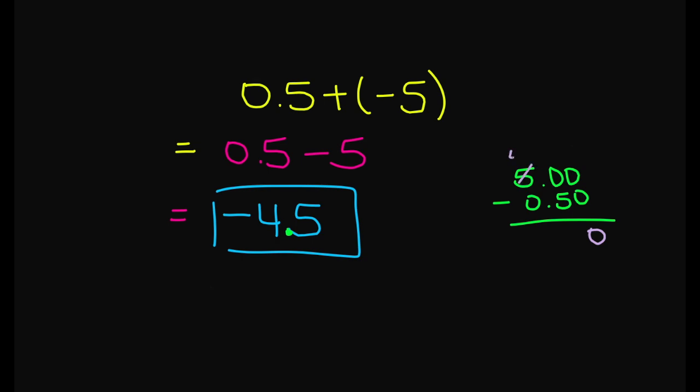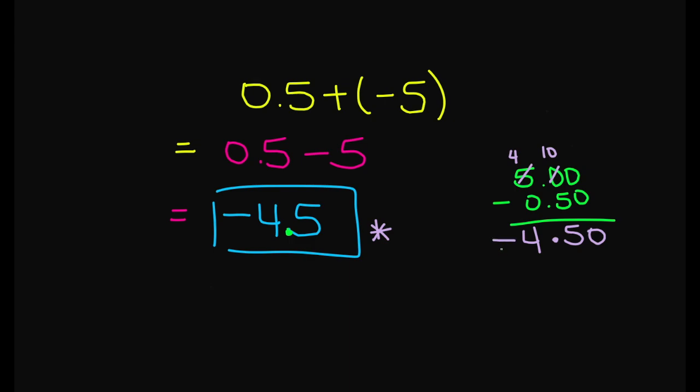This side is going to become a 4. And then this side here is going to become 10. So 10 minus 5 is going to be 5. And then you're going to bring your decimal down. And then 4 minus 0 is going to be 4. So your final answer is 4.50, which is what we have here as our answer. Just remember, this is going to be negative.